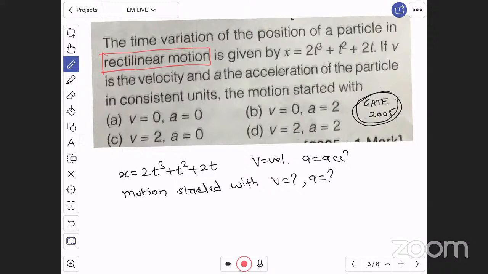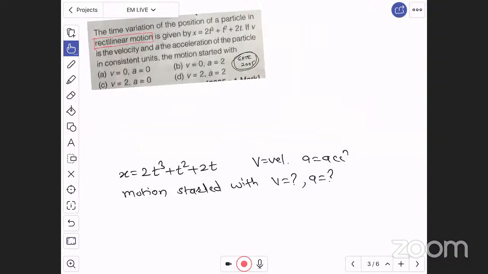Let us solve this question. I am solving here. Now, the equation of motion is given.